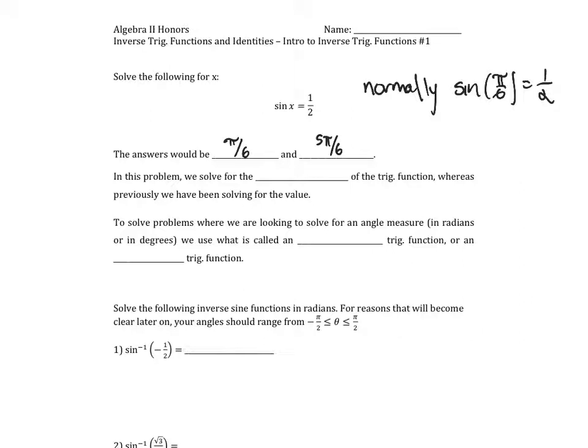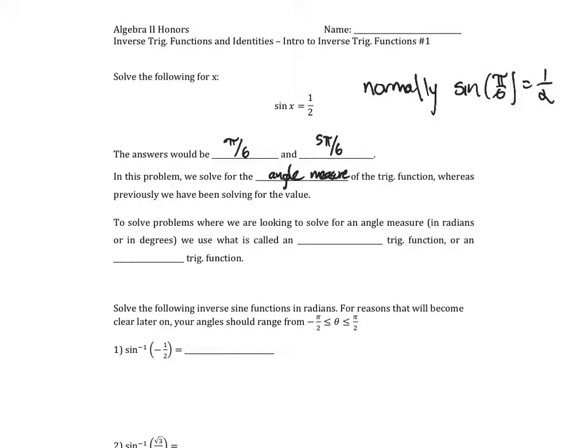So in this problem, we solve for the angle measure. We didn't solve for the ratio, we solved for the angle measure of the trig function, where previously we're solving for the value or the ratio. Now you might be saying, well, Mr. Bonner, those aren't the only ones that we can find. We could keep going around the circle. There's really an infinite amount of answers, and technically you are correct. For now, we'll just give 2 of them, and then you'll see how this is going to take shape.